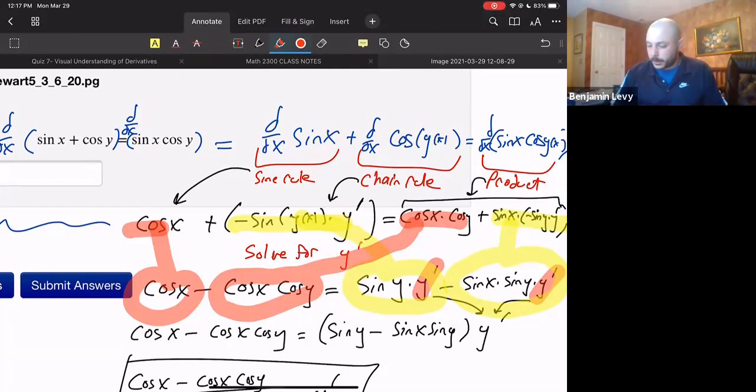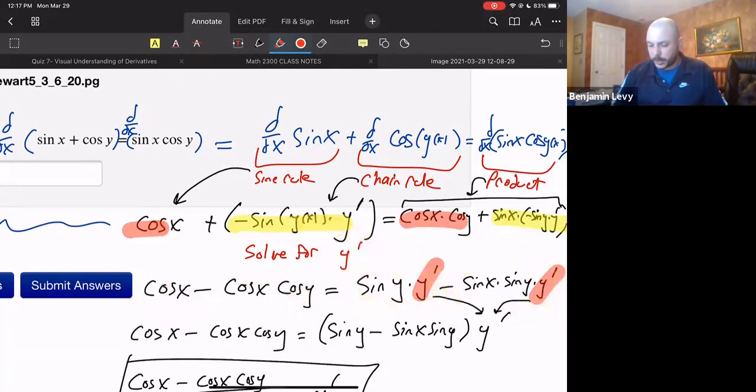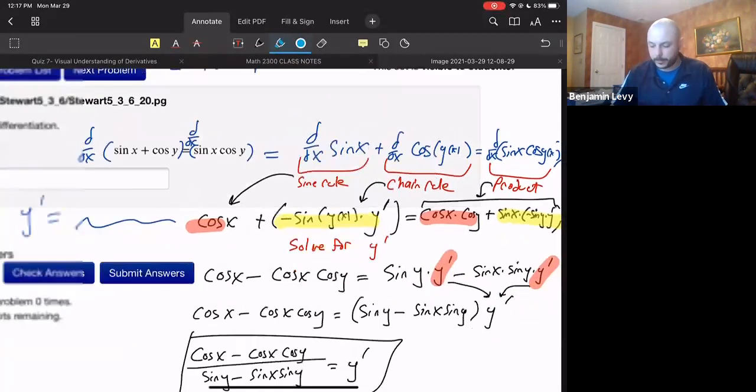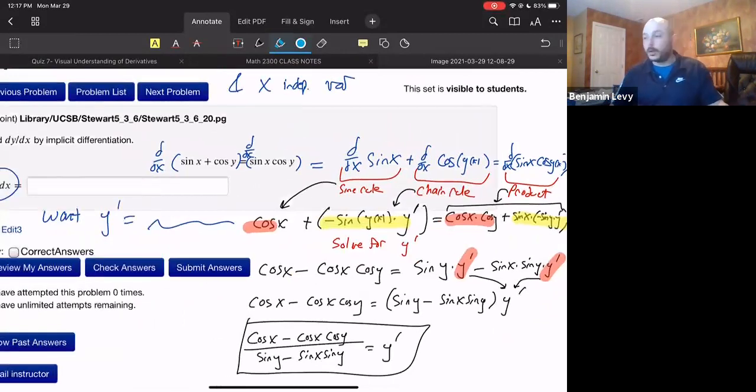And so I know it's looking messy, but the point of that was that you can factor out the y prime, right? So we had a y prime here and a y prime here, and then we factored it out so that we could get it by itself. We want to get it by itself, so we tried to group them. All right, I'm glad that makes more sense.